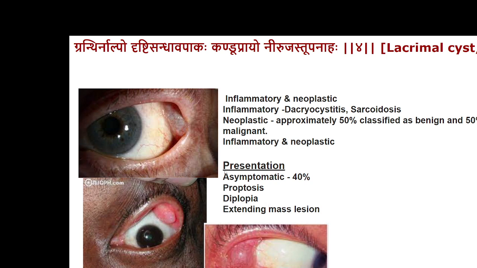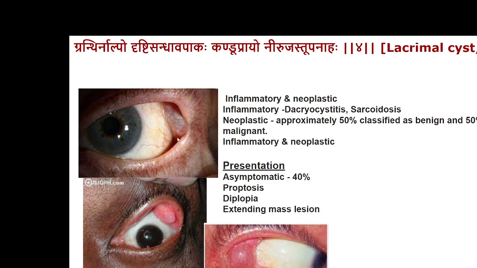The factors which trigger this obstruction without inflammation are sarcoidosis, autoimmune disorders, and rheumatic pathologies. Approximately 50% of the tumors are benign, whereas 50% could be malignant. The majority of the conditions we see are mainly cysts rather than tumors. As far as clinical presentation is concerned, more than 40% of the patients would be asymptomatic.